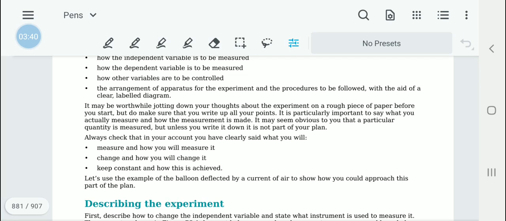What are the things you will have to measure, and how are you going to measure it, along with its units, if applicable. Then what are the things that you are going to change, and how are you going to change it? Then what are the things that you are going to keep constant, and how are you going to keep them constant? So these three things, the dependent, independent, and the control variables, how you change them, how you measure them, are the things that you must write. They should be a part of your explanation.